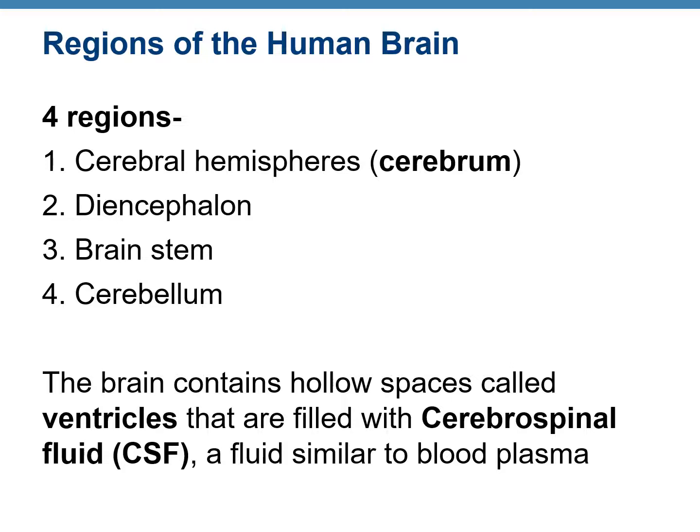Now we are going to learn about the human brain. There are 4 regions in the human brain. These are the cerebral hemispheres, also known as the cerebrum, the diencephalon, the brain stem, and the cerebellum. Inside the brain, there are also some hollow spaces, which are called ventricles, and these are filled with a fluid called the cerebrospinal fluid, or CSF, whose composition is very similar to blood plasma.